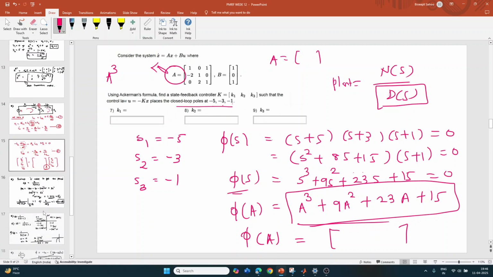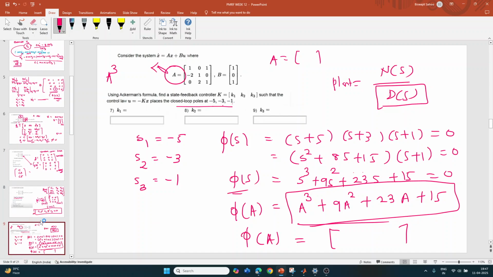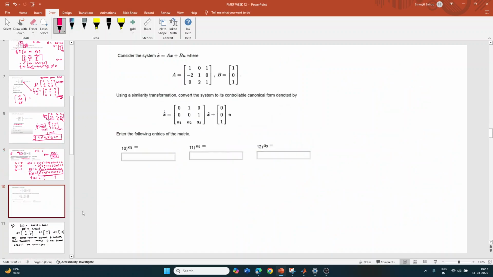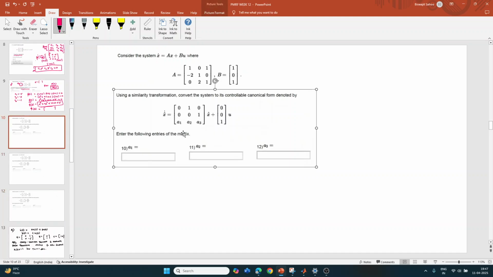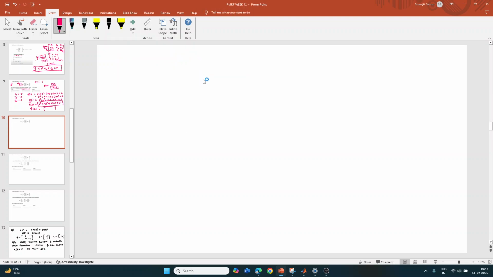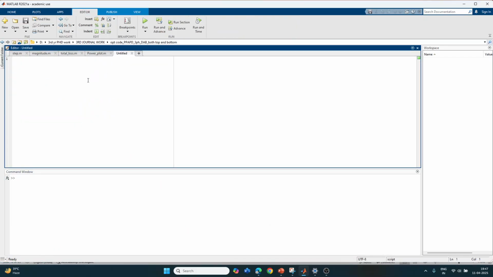So let's give me a blank paper. Okay, let me write here. Okay, let's go to MATLAB. I'll show you how to calculate this. Yeah, but I also don't know the answer. I have to calculate it out from MATLAB.